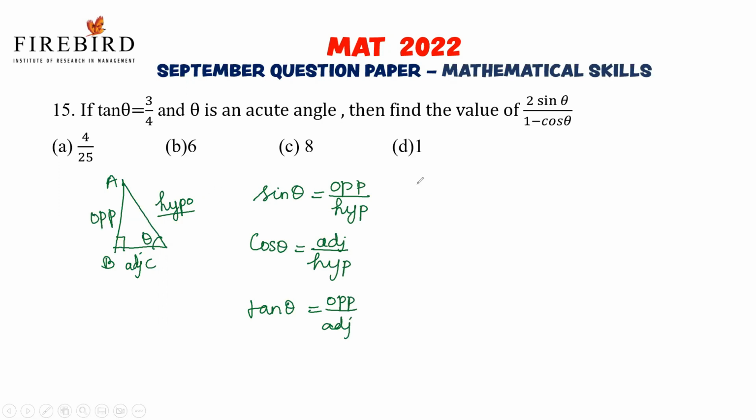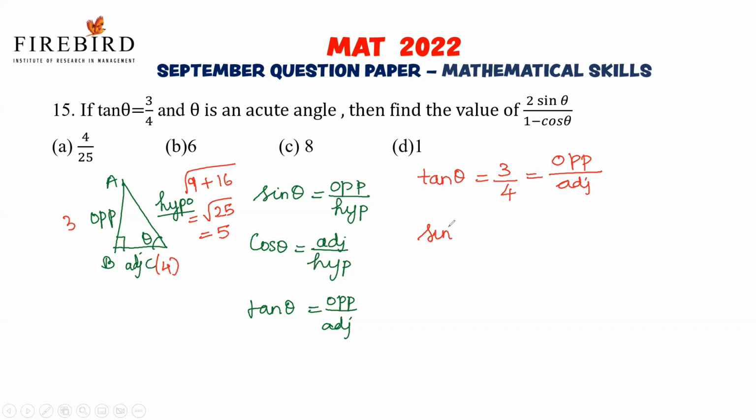So if tan theta is equal to 3 by 4, it means 3 represents the opposite and 4 represents the adjacent. The hypotenuse is the square root of 3 squared plus 4 squared, 9 plus 16, which is the square root of 25, which is equal to 5. Now what is the value of sine theta? Opposite by hypotenuse is 3 by 5, and cos theta is 4 by 5.